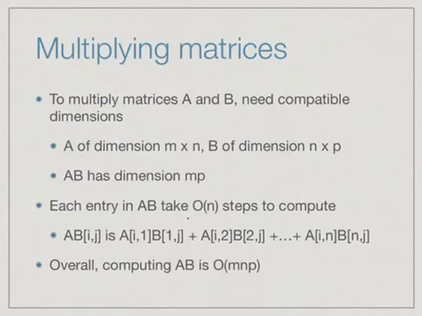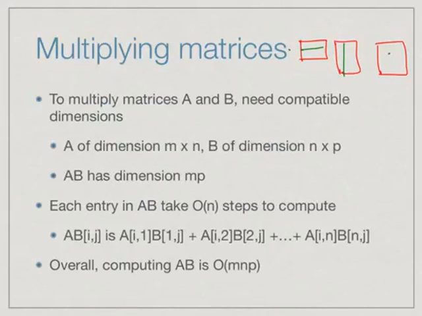So this is a final example to illustrate dynamic programming. We look at the problem of matrix multiplication. If you remember how matrix multiplication works, you take two matrices with compatible dimensions, and then we compute a new matrix in which for each entry, we multiply a row by a column of the same length and add up the values.